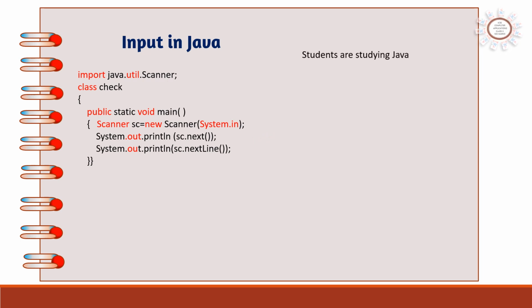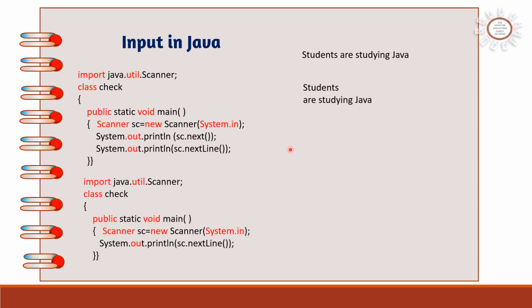Suppose after compiling, you give "students are studying Java." In this case, both the commands are coming one after the other. If it is coming like this, the first word will go to sc.next and the remaining words will go to sc.nextLine. So when you print with sc.next, you will get the answer as students, and with sc.nextLine, it will come as "are studying Java." If you print sc.next alone, then also students alone will come. So keep in mind, when these are coming together, the first word will go to sc.next and the remaining words will go to nextLine.